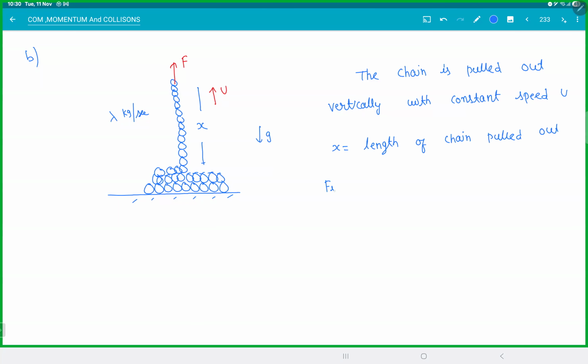Find the power due to the external force. So how much power is this force generating as function of x? Find the power due to F external as function of x. What is power? F into v. So you can ask a lot more on this, but let's get this first. So as you're pulling the chain out, the weight of the chain is increasing. Your F is not constant. Let's see how you handle that.